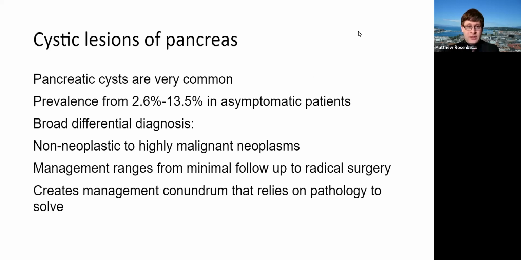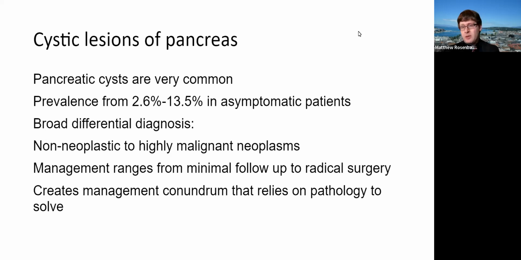This brings us to our discussion of cystic lesions of the pancreas. Pancreatic cysts are extremely common. The more you look, the more you're going to find. In this era of high use of cross-sectional imaging, they estimate that anywhere from 2 to 15 percent, or 13.5%, of patients with no symptoms have some form of cyst in their pancreas. It goes up as you get older as well. There's a broad differential diagnosis, from completely non-neoplastic to highly malignant.